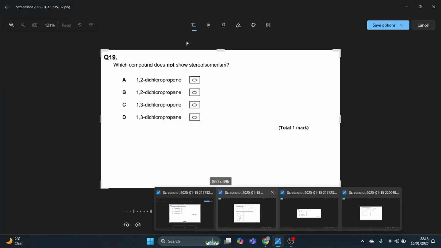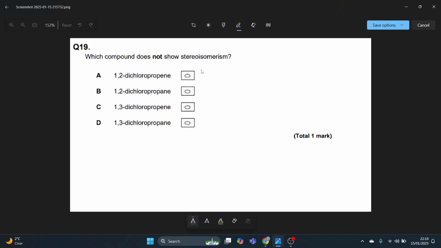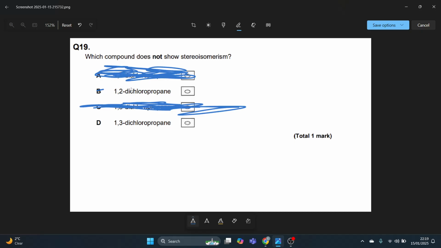I'm only left with 4. Which compound does not show stereoisomerism? I've gone through this question before, I can remember. The answer is obviously not going to be A. It's not A or B. No, it's not A or C. I'm left with B and D, because both of those are alkenes that have two different functional groups attached to them, so they're all going to show stereoisomerism.